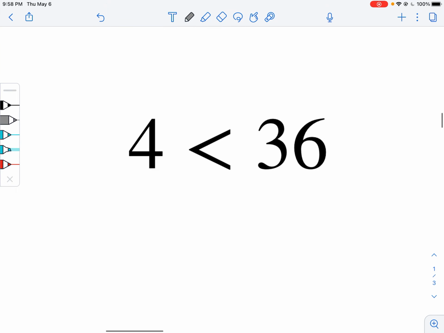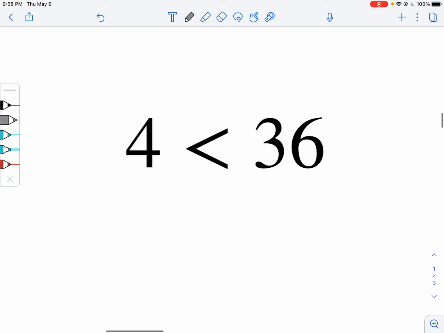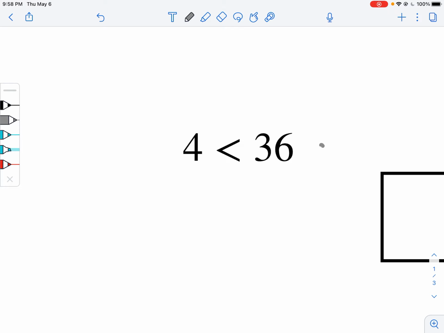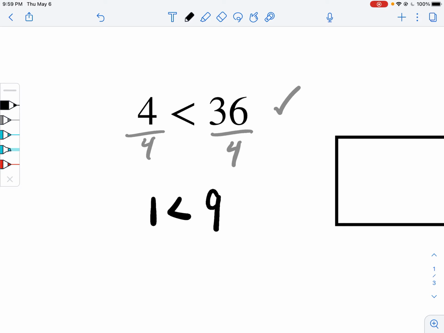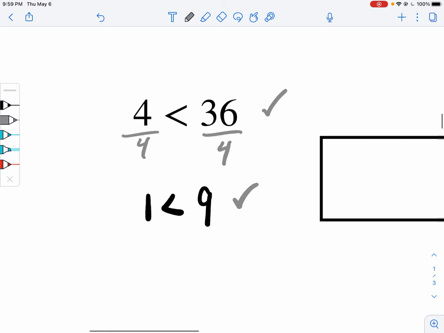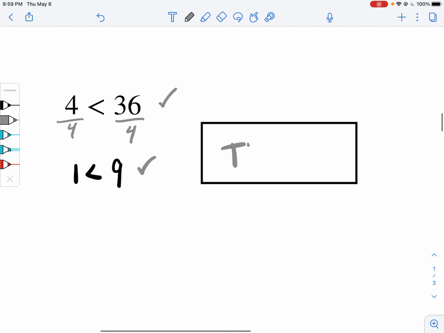Now, you see this inequality. 4 is less than 36. That's true. Okay, what happens if we divide by 4 on both sides? Well, 4 divided by 4 is 1. 36 divided by 4 is 9. Hey, this is true. That works. Cool. That's a real thing. That is really cool.